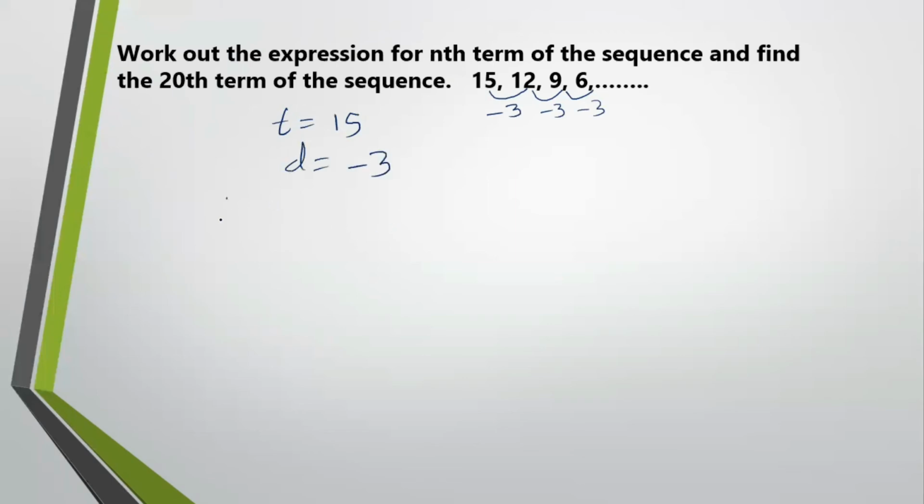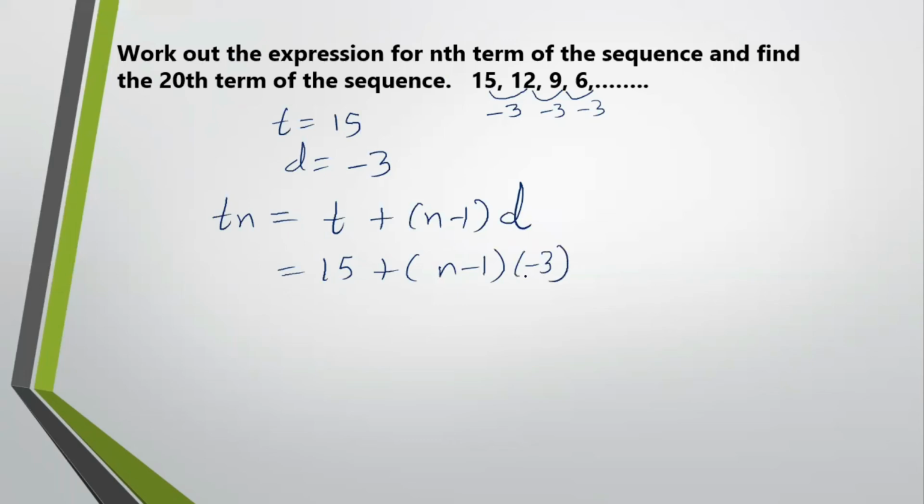Okay. Now let us use the formula Tn is equal to T plus n minus 1 multiplied by D. So T, which is the first term, that is 15, plus n minus 1 multiplied by minus 3. We put in a bracket since it is minus 3. Now 15 plus minus 3 multiplied by n is minus 3n. Minus 3 multiplied by minus 1 is going to be positive 3. 15 plus 3 is 18.